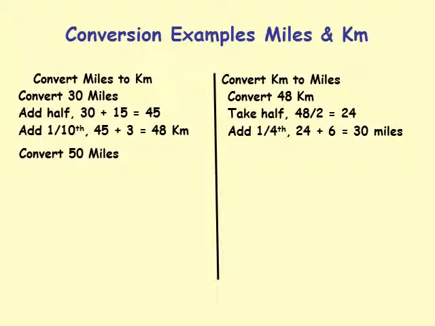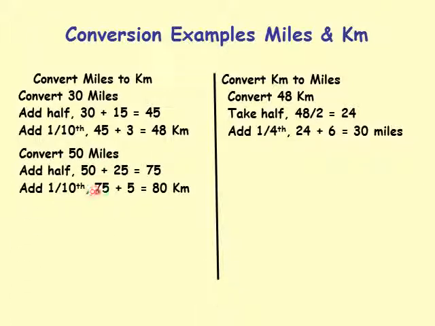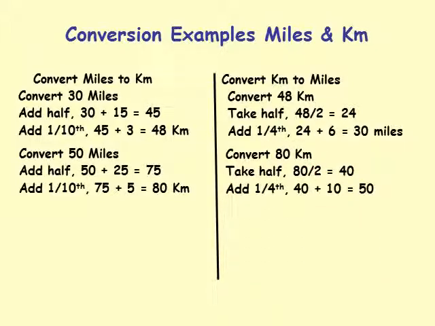Okay. Convert 50 miles. Add half. 25. 50 plus 25 is 75. Then add a tenth of the original. 75 plus 5 is 80 kilometers. 50 miles is equal to 80 kilometers. Okay, let's convert them back. Convert 80 kilometers. Take a half. 40. Add a fourth of that number. 40 plus 10 is 50.